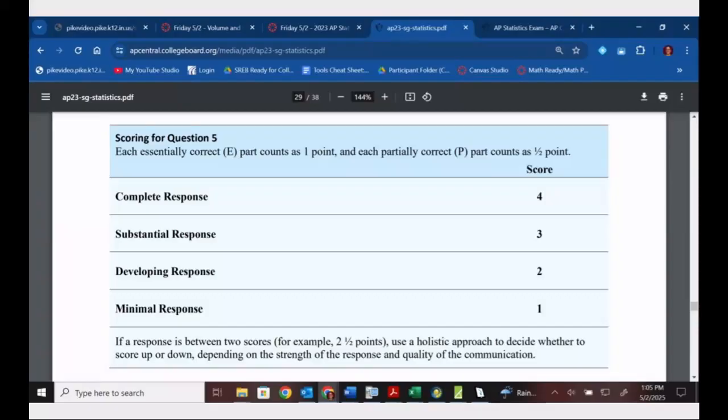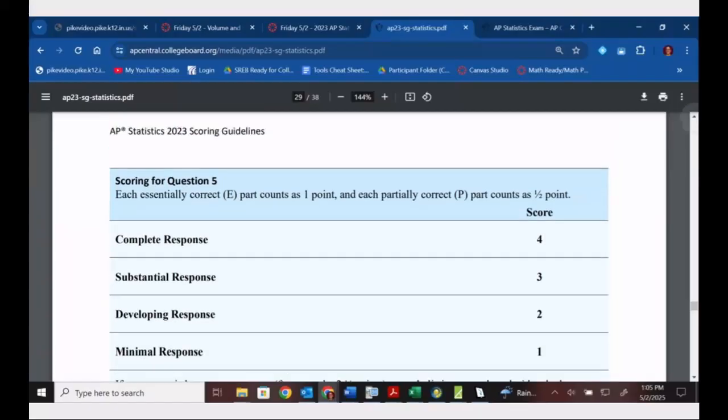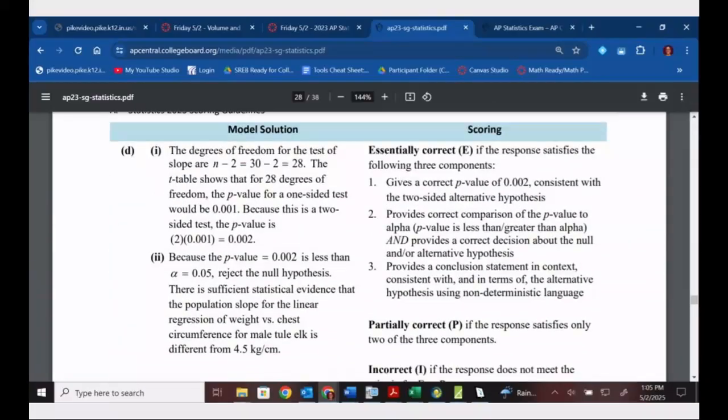If you had the wrong p-value but you reached the right conclusion, that would probably be a P. Especially if you, what was the third component there? Yeah, you have to compare to alpha. So if you wrote a conclusion but you had a wrong p-value here, then it'd be a partially correct.